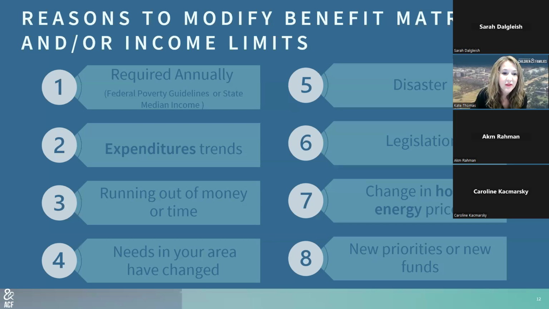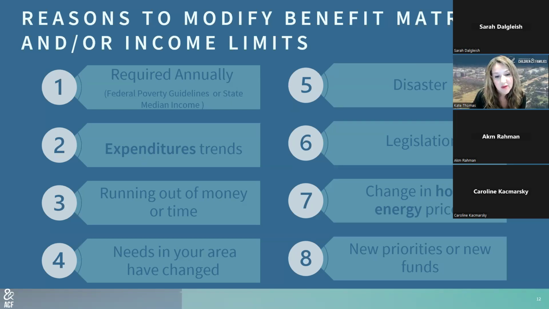And then number 3 on the list is sort of the opposite. The opposite may be a reality for some of you. Perhaps you've obligated, expended, or drawn down 95% of your award already at this point in time. And last year at this time, you were only at 60 or 70% in June. You might want to stretch your dollars because you're running out of money. So you might want to consider lowering your benefit amounts or income limits.